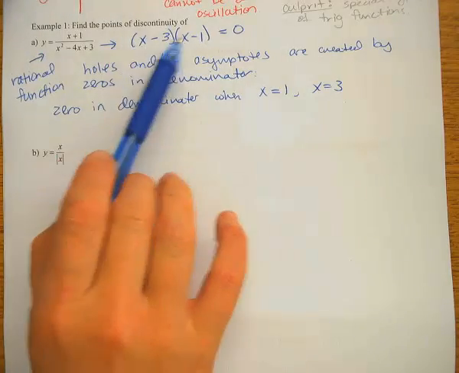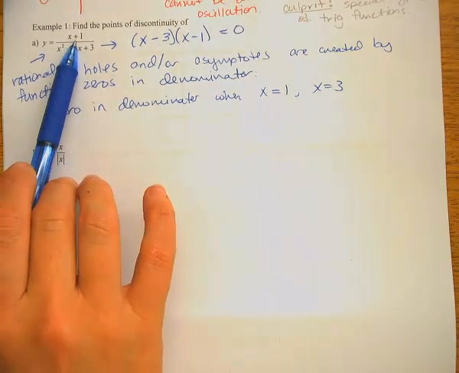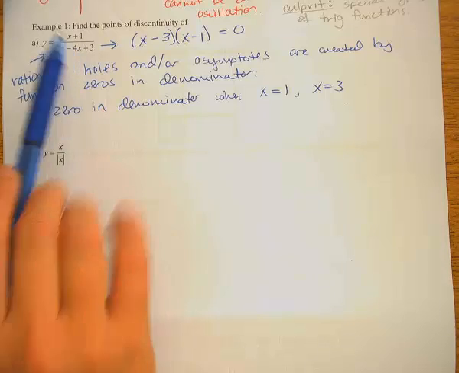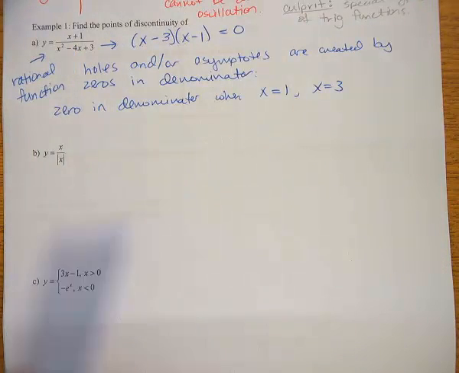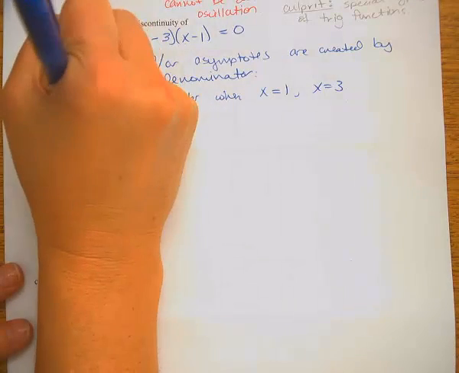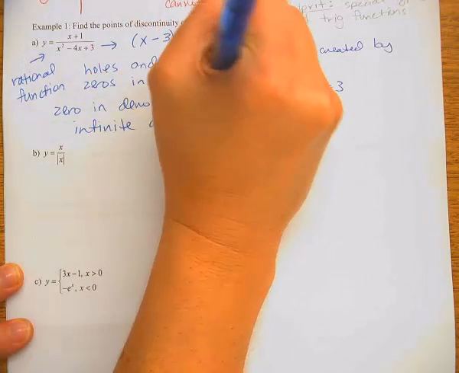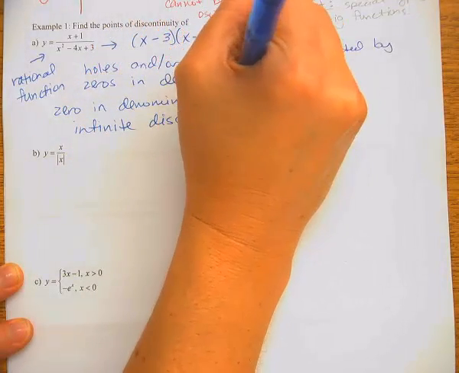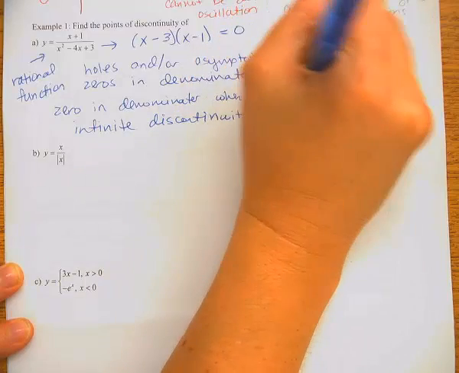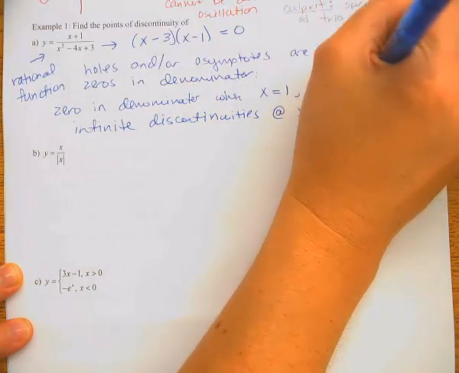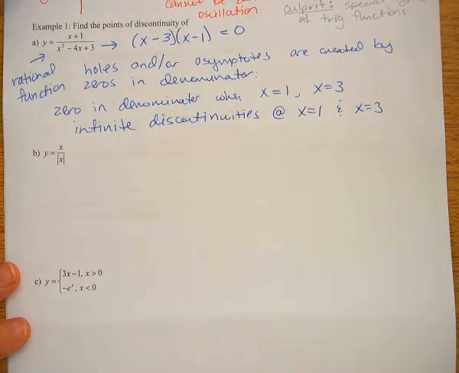Also, I notice that neither one of these factors gets canceled out. If it were to get canceled out, then it would just merely be a hole. But neither one of them cancel, so I have 2 points of discontinuity. I have an infinite discontinuity or an asymptote at both of those values. And so those are my 2 answers for part A.